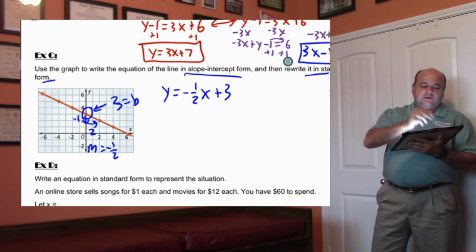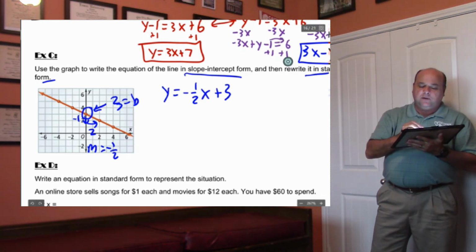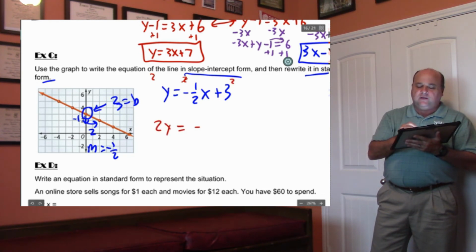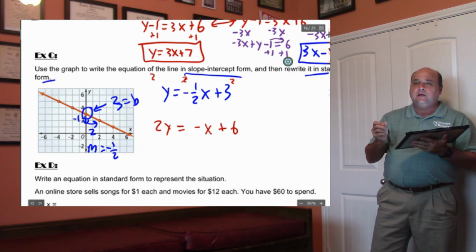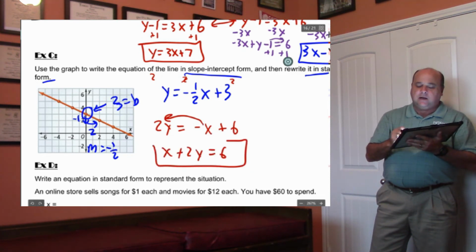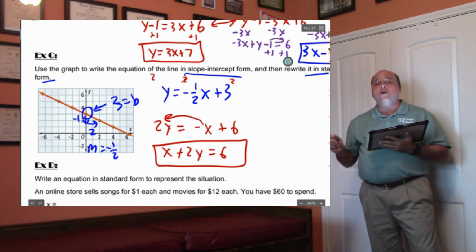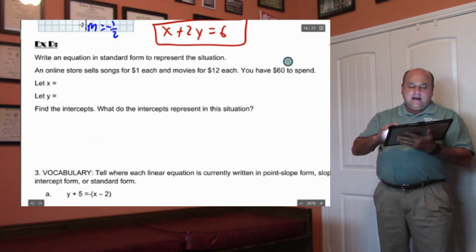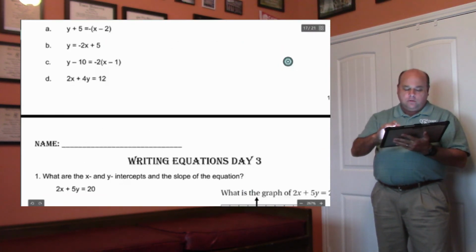Now I need to switch this to standard. This is a little bit hard to do. I'm going to multiply the denominator out. So I'm going to get 2y equals negative, these 2's cancel out, negative 1x or negative x plus 6. And then to get standard, I need to move the x over. X plus 2y equals 6 will be my standard. And lastly, well, we got 2 more.